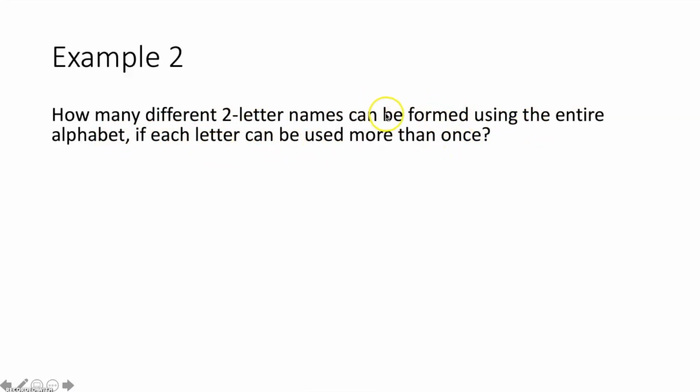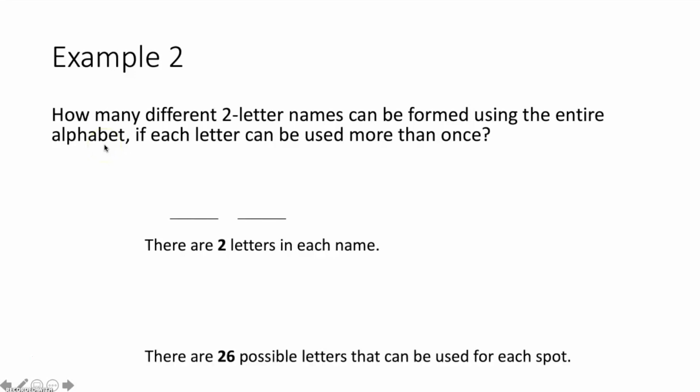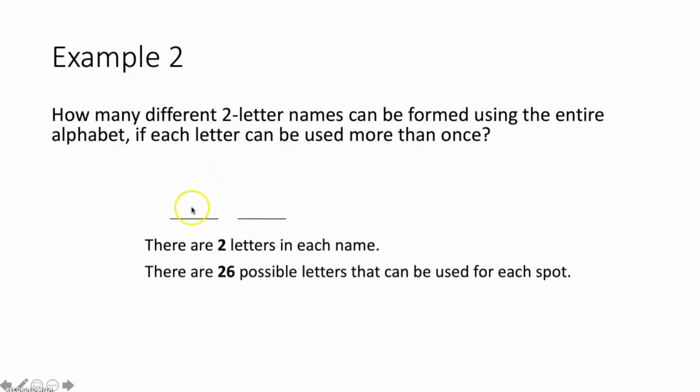So because in this question we are trying to find the total number of possible outcomes, or in this case, the total number of possible two-letter names, we are again going to use the counting principle. We have two spots to fill, one for each letter. In that first spot, we can choose any letter from the entire alphabet. How many letters are in the alphabet? That would be 26.